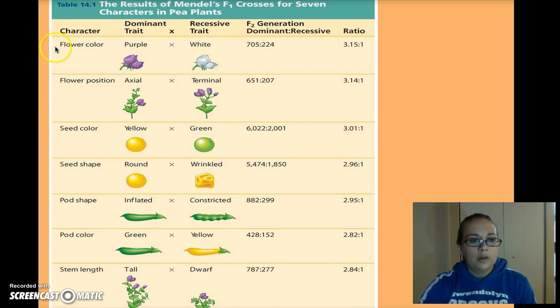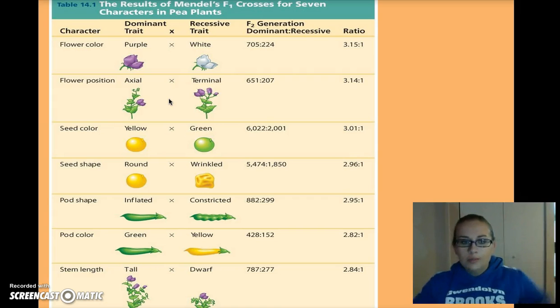So again, flower color, flower position. Flower color is pretty basic. You just got purple and white. Flower position, axial versus terminal. So terminal would be flower at the top. Axial then is like flowers on the sides, like your arms.